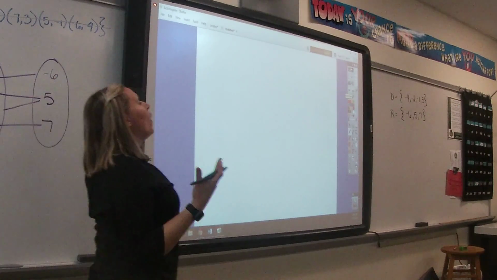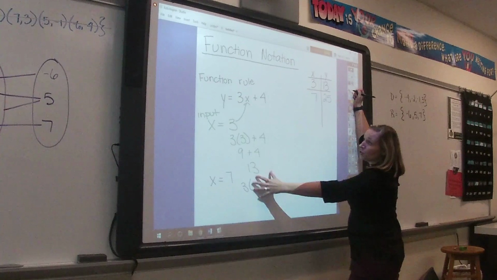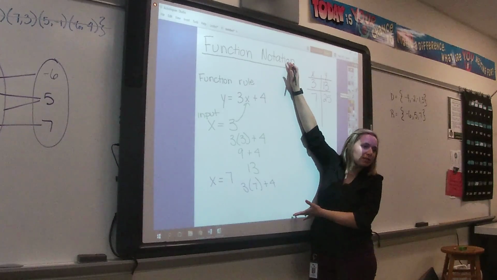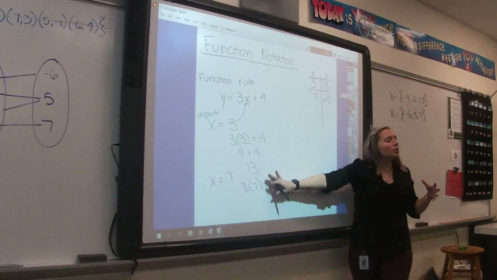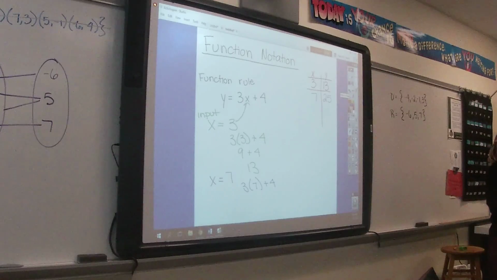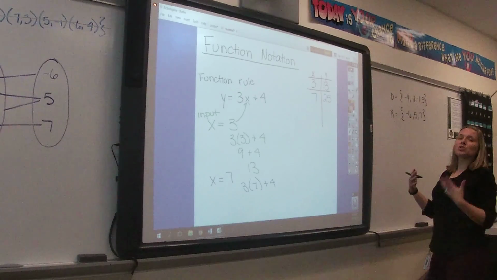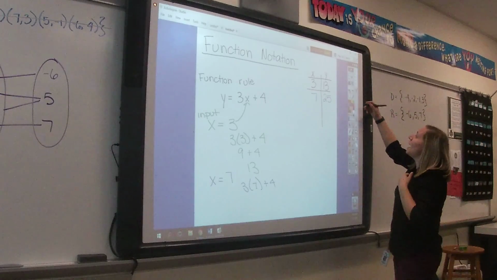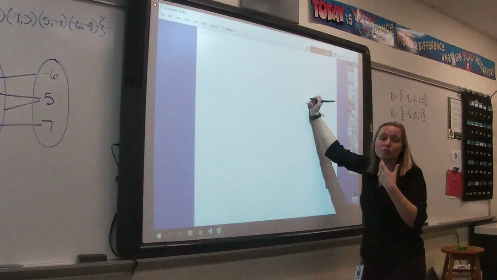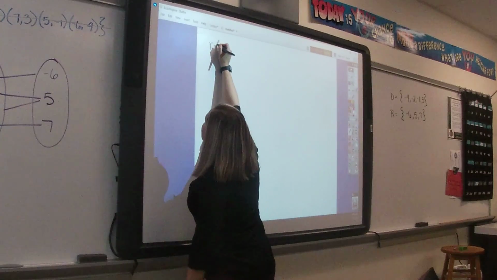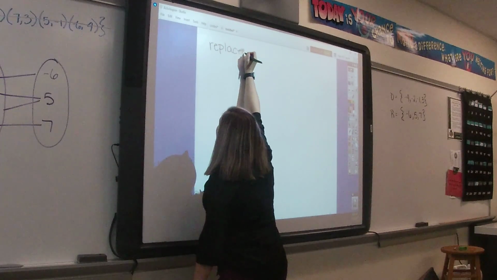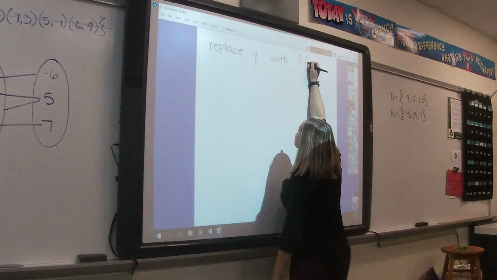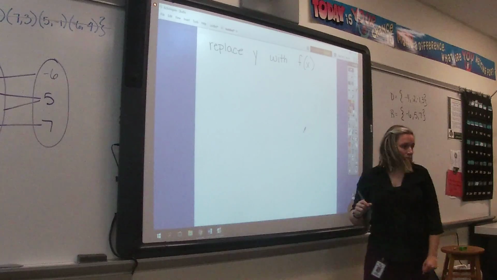Okay? Because while we have this option of a function rule, like we were just looking at, this is something we have been introduced to in past math classes. Function rules are fine. We can plug values into them, but sort of the more sophisticated way to talk about a function rule is to actually write it in function notation. And what we will do is we will replace the y with this.